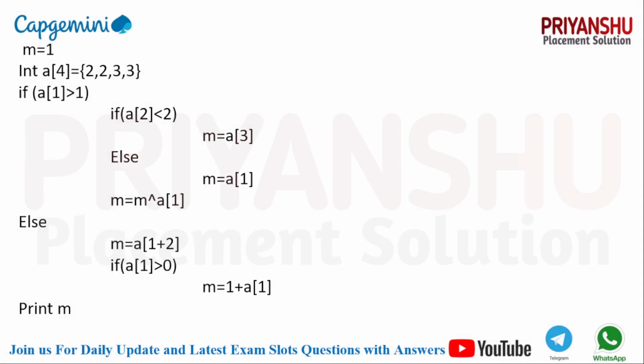Okay, so in this question, you have one array: 2, 2, 3, 3, guys. The index values are 0, 1, 2, 3. Let me change the color. So if A of 1 is 2, 2 is greater than 1, yes, the condition is true. A of 2 is nothing but 3, and 3 is less than 2, the condition is false, so it will move to the else part. M equal to A of 1, which is nothing but 2.